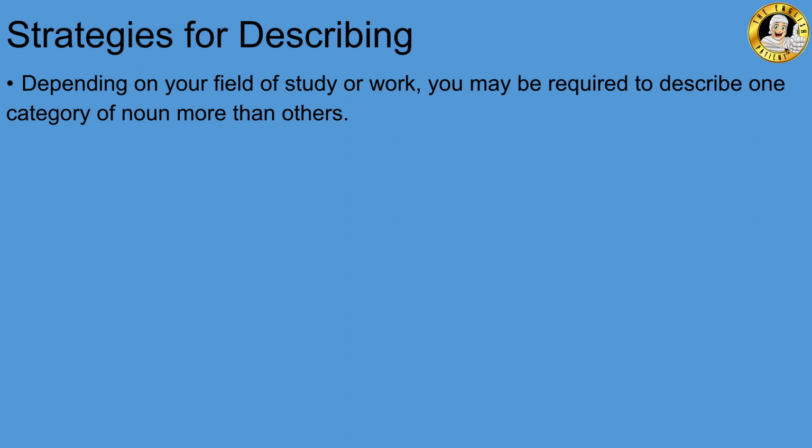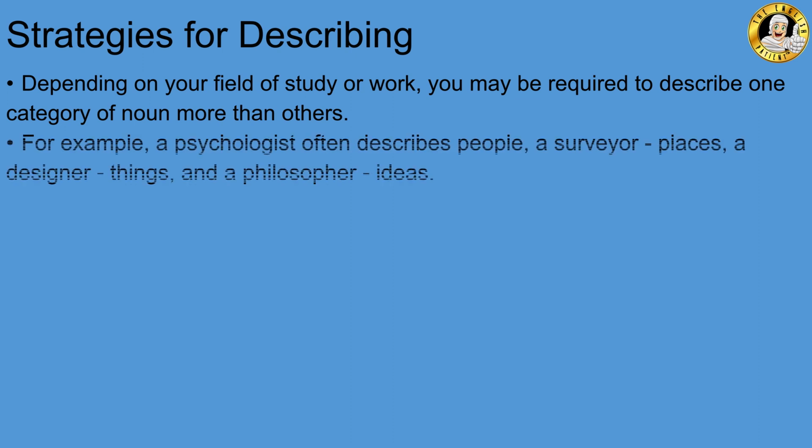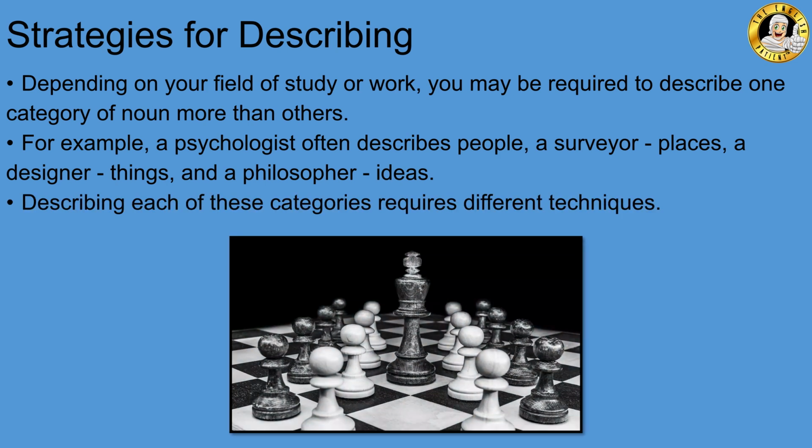Now, depending on your field of work or study, you may actually be required to describe one category of nouns much more than another category of nouns. For example, a psychologist often describes people, in particular their personalities. A surveyor would describe places. A designer would describe things, and a philosopher would describe ideas. Now, describing each of these different categories requires slightly different techniques.